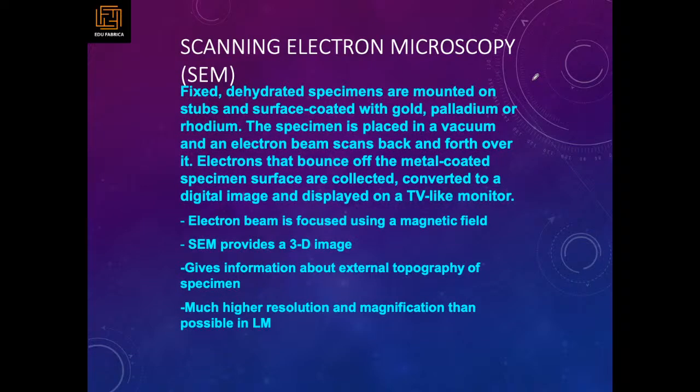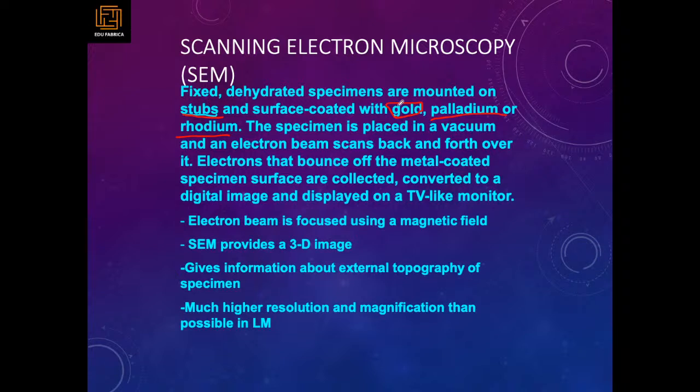In scanning, first our specimens need to be dehydrated without any H2O molecules, and mounted on what are called stubs. We will discuss what these stubs are. The surface of our samples is coated with gold, palladium or rhodium, and they are dehydrated and mounted on these stubs.